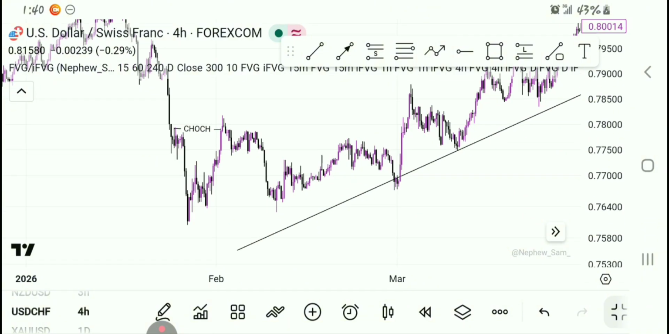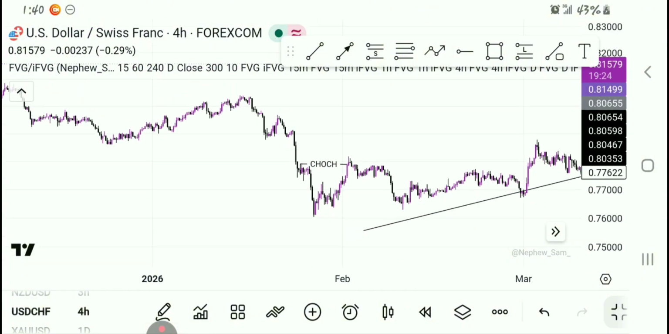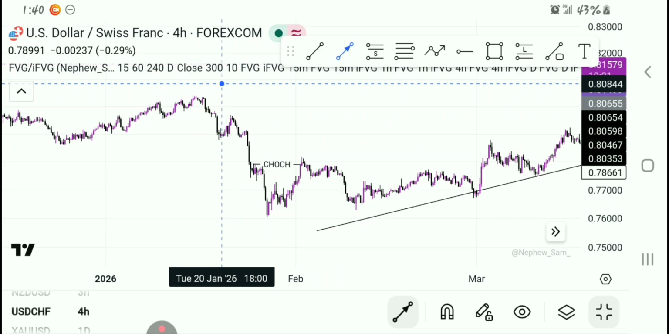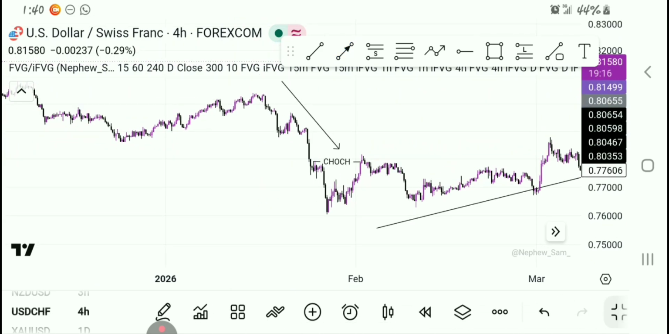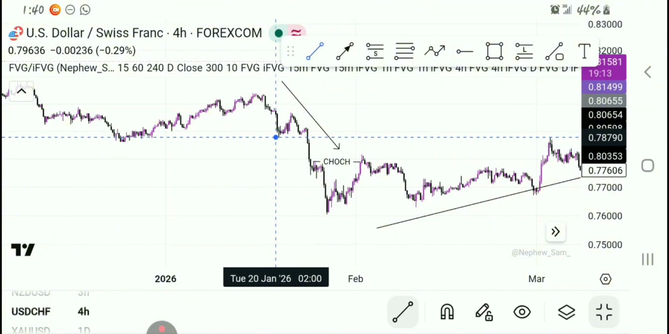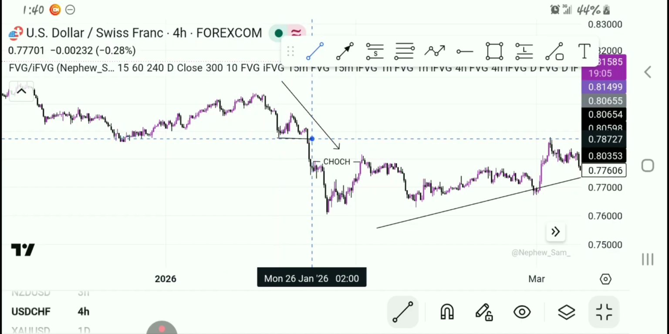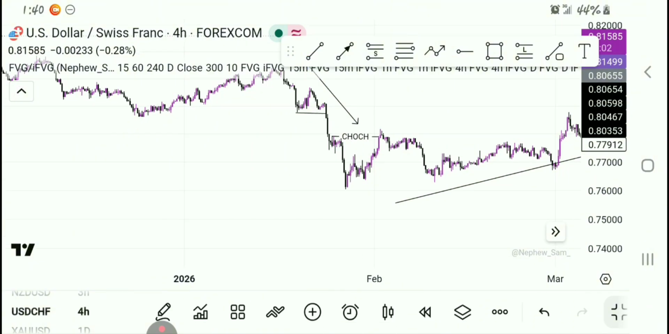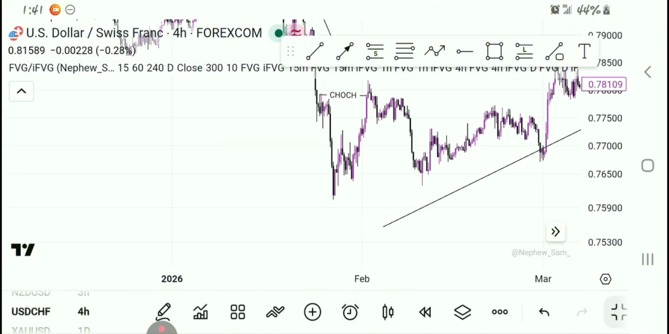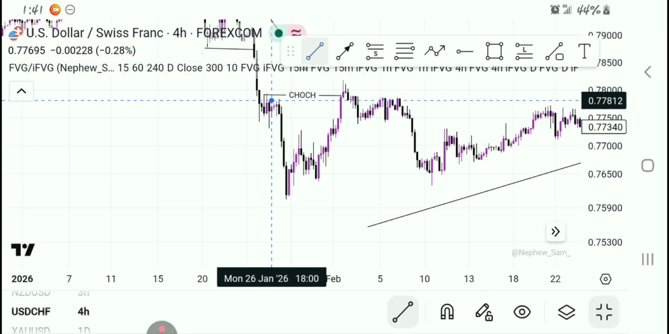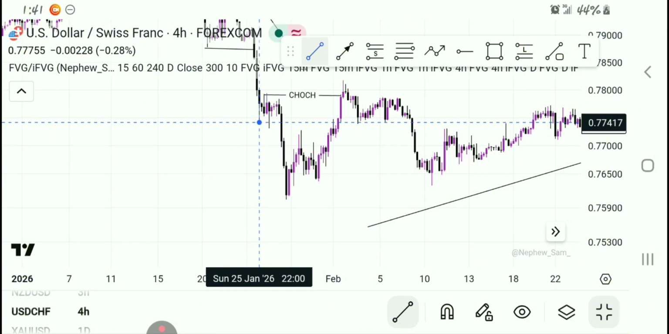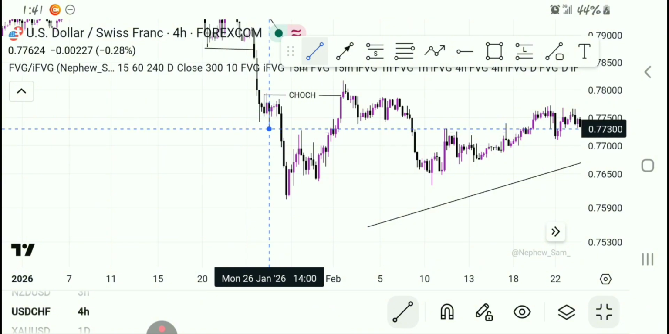The change of character shows that we are coming from this down move here. See how we are coming down. This is BOS here. Can you see this high broke this low here? That's why I'm marking this as a breakout structure. And this also is a breakout structure, because we broke this low here.